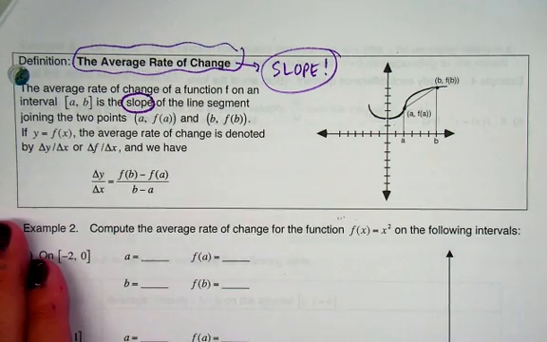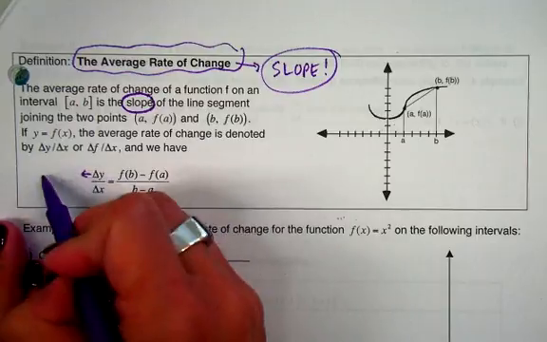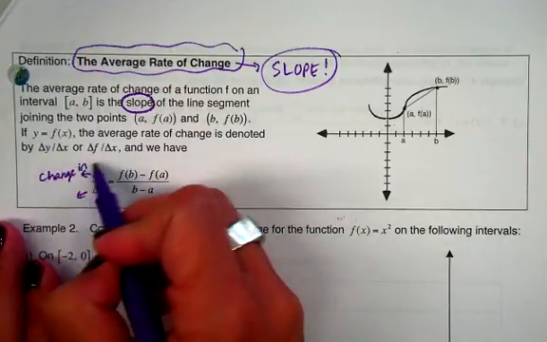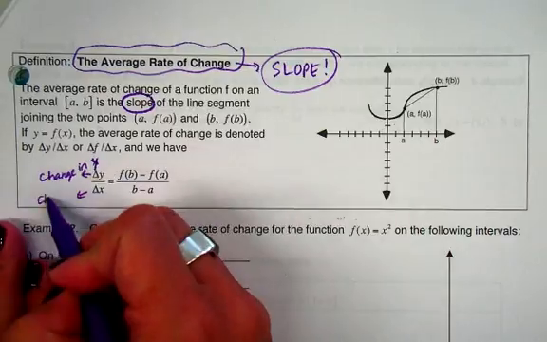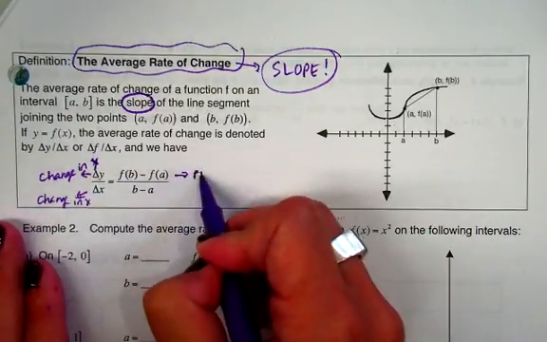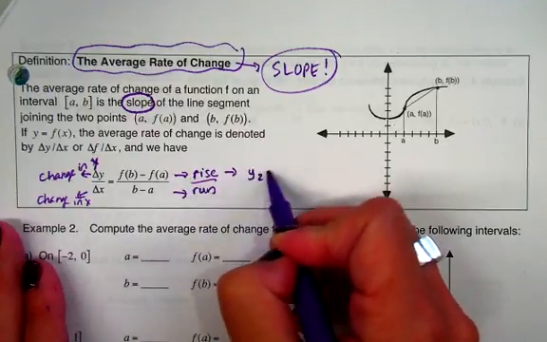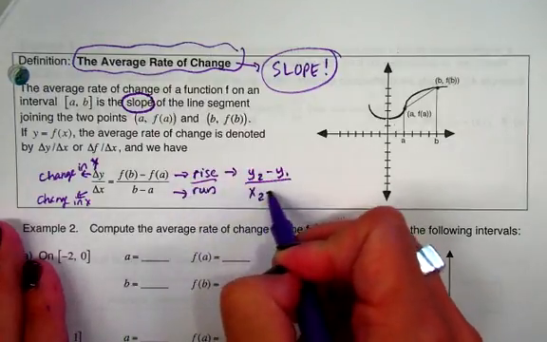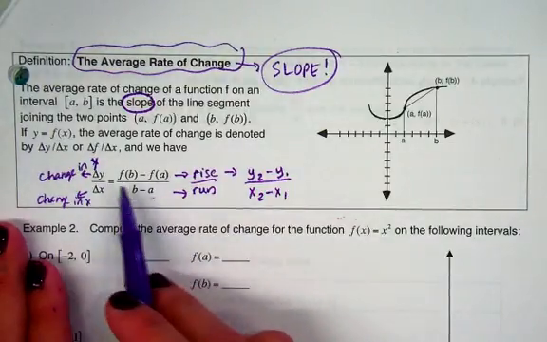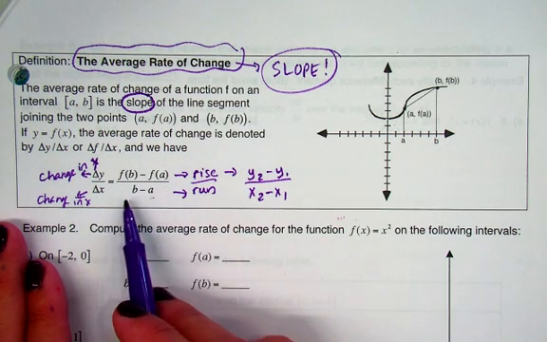And so all you're doing is remember that delta y, delta x. Remember, delta just means change in. So change in y over change in x. Right? So really, what is this? This is rise over run, otherwise known as y2 minus y1 over x2 minus x1. But now we're just writing it in interval notation, in function notation. So f of b minus f of a over b minus a.